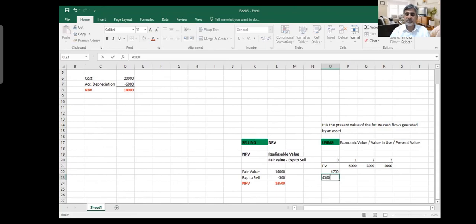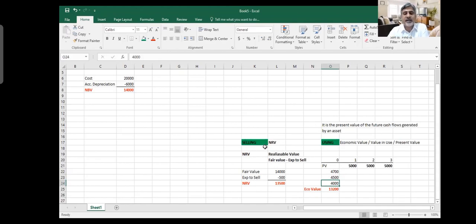This 5,000 is 4,500. This is 4,000. And when I make a total, it gives me 13,200. Now this 13,200 is my economic value. Now, what do I understand from here? That I have this asset in my possession, and I have two options.